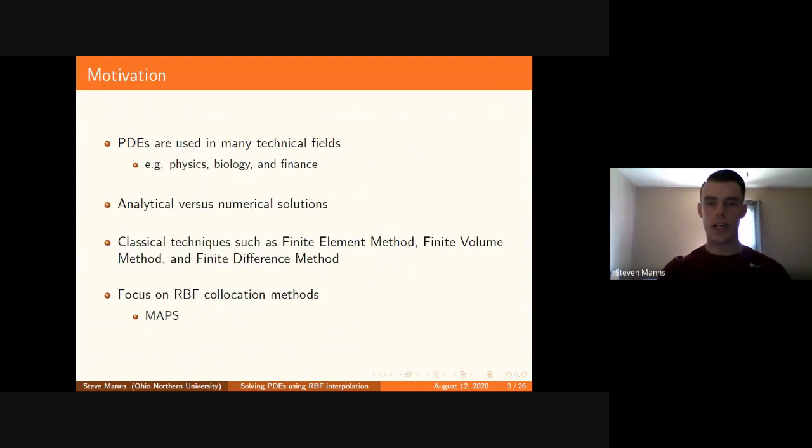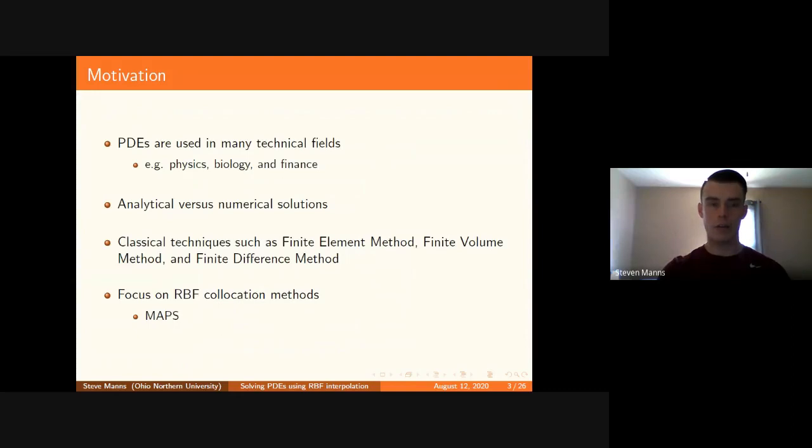Why is being able to find an accurate numerical solution for PDEs important? Well, PDEs are used in a variety of fields. For example, I've listed physics, biology, and finance here to name a few. And while we focus in an entry-level course on being able to obtain an analytical solution to the PDE, in application, finding a numerical solution is often sufficient or the only possibility.